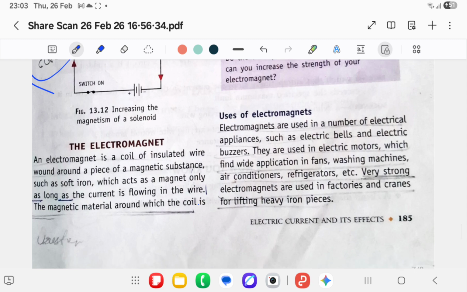Simply, have you seen the junkyards? Junkyards have many cars, a lot of scrap iron. To lift them, we use electromagnets. Electromagnets are magnets only as long as electric current is passing through them. Clear? So whenever we want to pick up something, we turn on the electric current, it becomes a magnet. It picks up an iron piece and keeps it at another place, and whenever we switch off the electric current, it does not act as a magnet and it leaves the iron piece there.